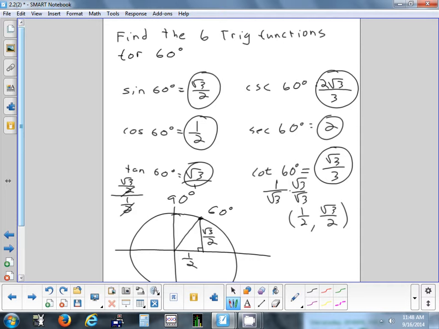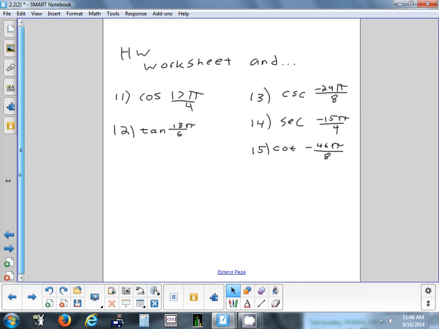So that's how you find your trig functions for angles that are 30, 60, or 45. Any questions on that? Tomorrow there won't be any new coordinates to learn. We're going to use the same ones again, but you will need a calculator as well. The homework tonight will be a worksheet and these 5 extra problems. You need to copy down those 5, and I'll give you the worksheet right now.